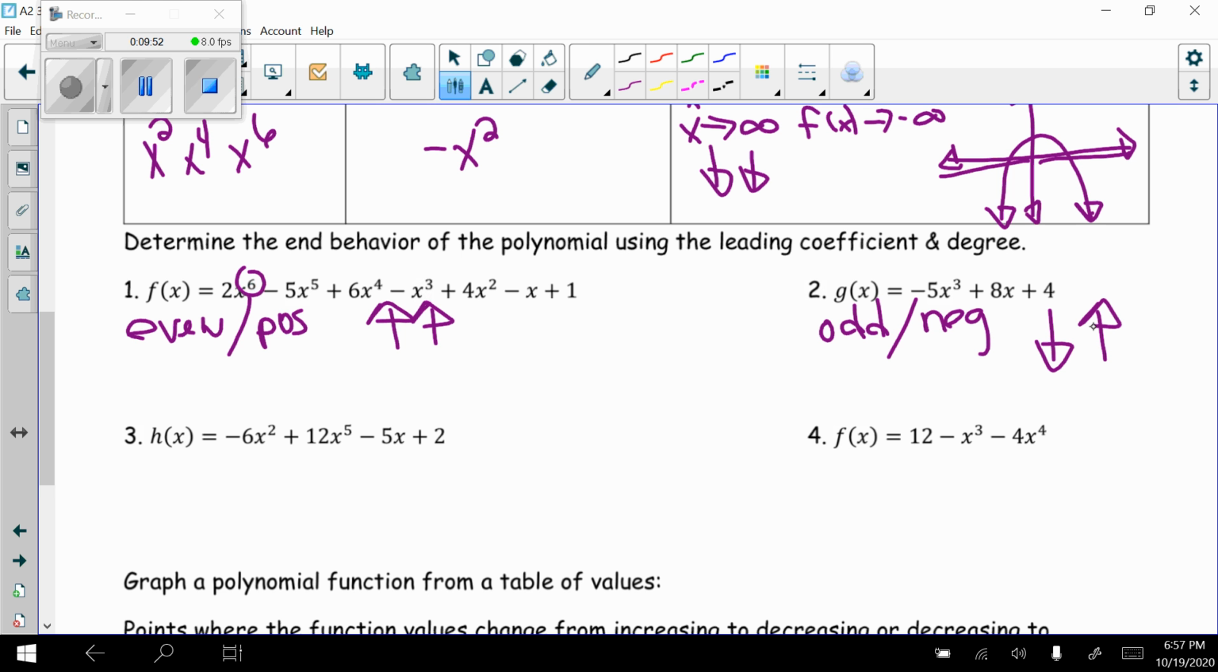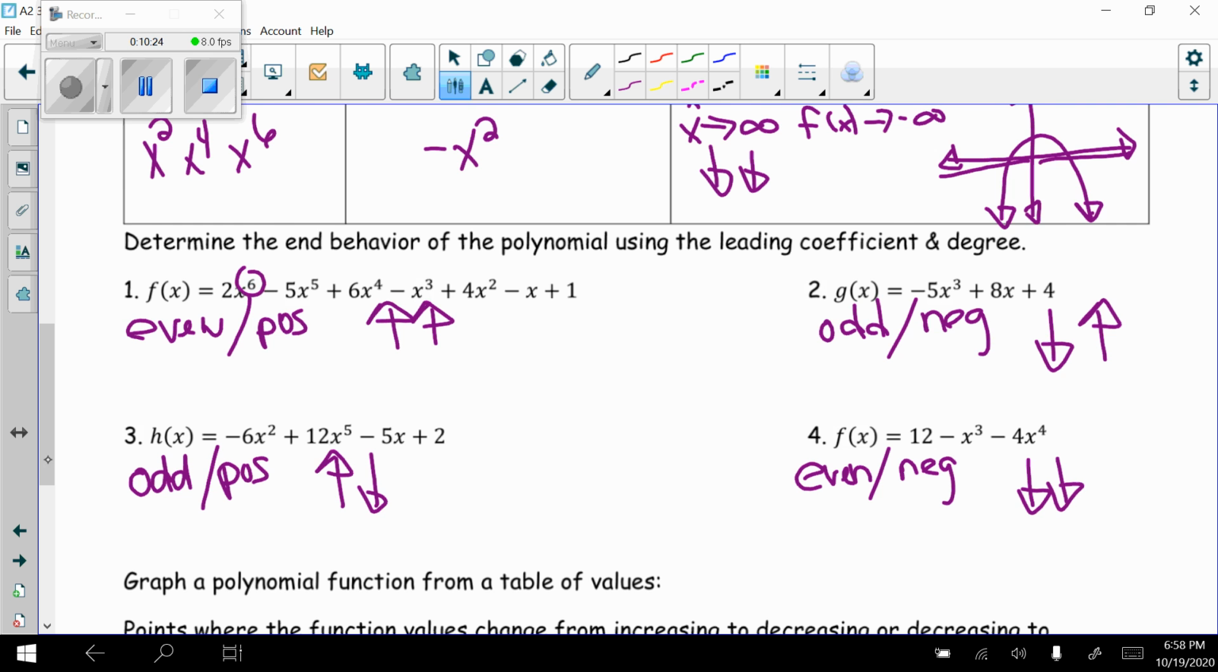So odd and negative is down, up. Number 3, my highest exponent is a 5, so that again is an odd number. My leading coefficient would be that positive 12. So odd and positive is up, down. And number 4, my highest exponent is 4, so that's an even number, so my exponent is even. The coefficient in front of that is -4, so that's negative, so even and negative, down and down.